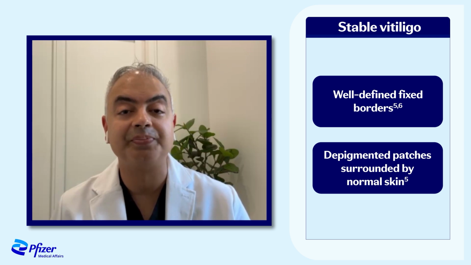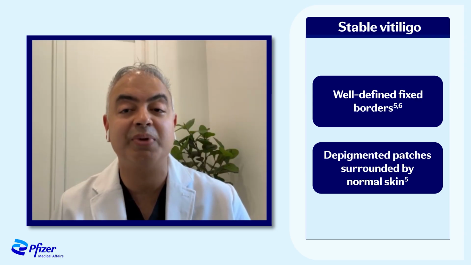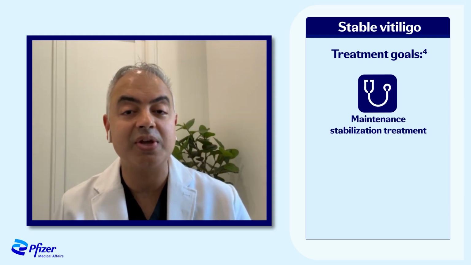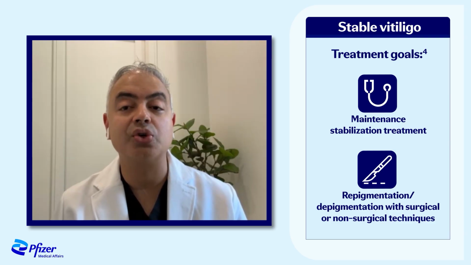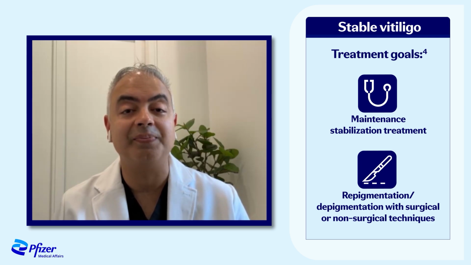Stable vitiligo lesions are defined in their appearance with well-defined fixed borders and depigmented patches that tend to be surrounded by normal skin. At a more granular level, stable vitiligo is characterized by the noticeable complete loss of melanocytes in previously established lesions, but with little to no immune infiltration at the site of the lesion during presentation. Treatment goals for stable vitiligo include potential maintenance stabilization treatment and repigmentation or depigmentation with either surgical or non-surgical techniques based on disease activity and extent along with shared decision-making.